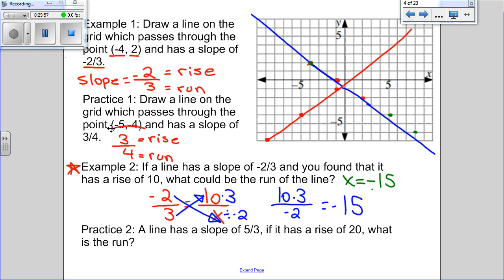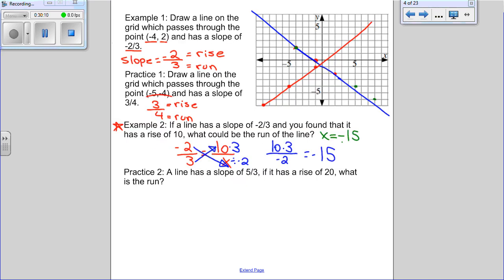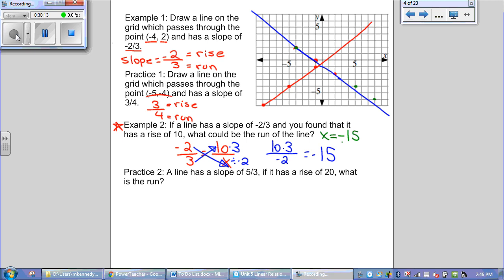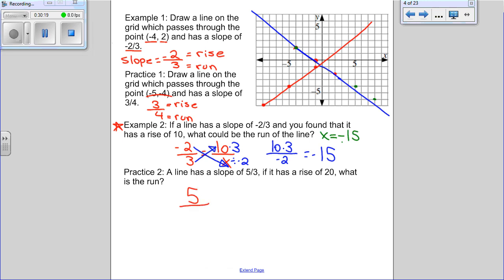On practice question number 2, I want you to try to solve for the run on that question. So go ahead and give it a shot. Okay. Got a question here. Gave me the slope, so I write that out as a fraction. My slope was 5/3. Now they're giving me a situation. They're giving me a rise, and they're asking for a run. They could do the other way around. They could give me a run and ask for a rise as well.